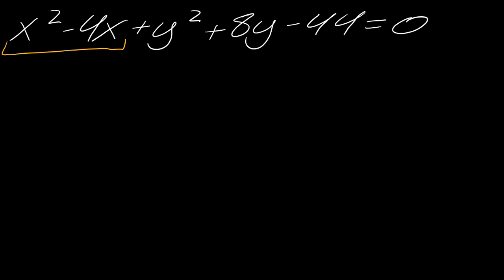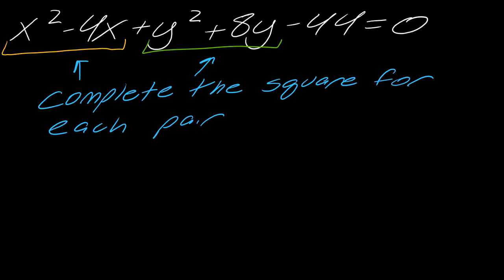Actually, let me use a different color here. Okay, so now what I want to do is complete the square twice. So maybe I'll just note this. I want to complete the square for each pair. Okay, so let's go ahead and do that. Starting with the x's, my b in this case is the -4.